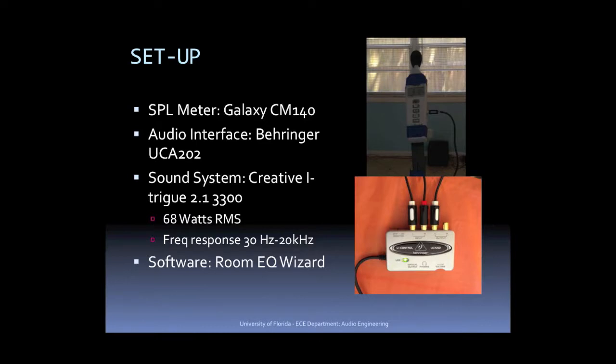So to describe the setup of this experiment, we're taking an SPL meter and connecting it to an audio interface which connects to the computer and outputs a signal to the test sound system. Then the corresponding software, Room EQ Wizard, will measure the transfer functions of acoustic systems and display the corresponding frequency, phase, and impulse response of the system.